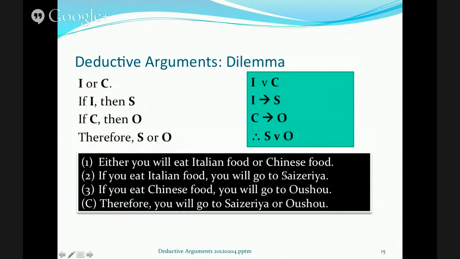All right. So we also saw another pattern of argument. So we saw two different versions of dilemma, and we can also show that these are valid. So I or C, either you will eat Italian food or Chinese food. If you eat Italian food, you will go to Caesarea. If you eat Chinese food, you will go to Oshol. Therefore, you will go to Caesarea or Oshol. So we could also show this is valid.